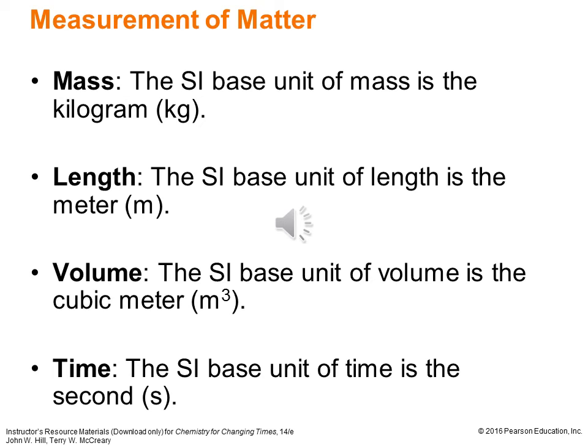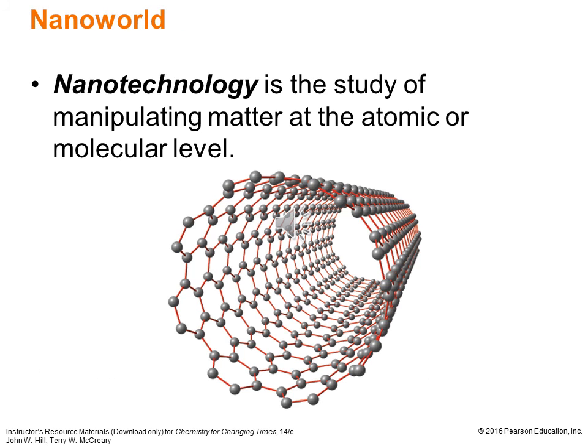Volume, the SI base unit is the cubic meter. Again, this is not a fundamental unit, right? Because volume is length, width, and height. So that's why we have the meter cubed when we multiply those three dimensions. And then finally, time, the SI base unit of time is the second. And obviously, time is a very important variable in most chemical reactions.